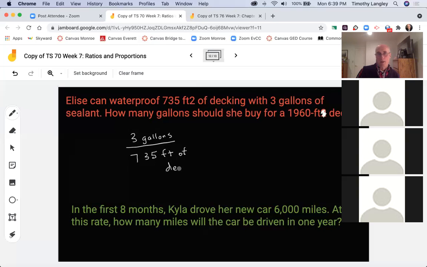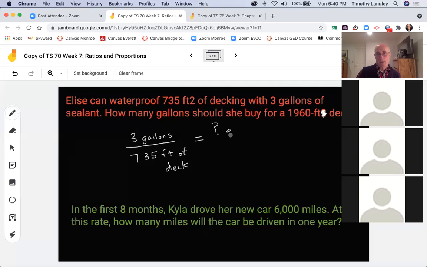If you've painted much at all, you look at your paint can, it will say it covers approximately 20 square feet or whatever. But when Elise is trying to stain her deck and waterproof it, she knows that with 3 gallons, she can do 735. Okay. And the question is, how many gallons does it take? So they want to know the gallons.